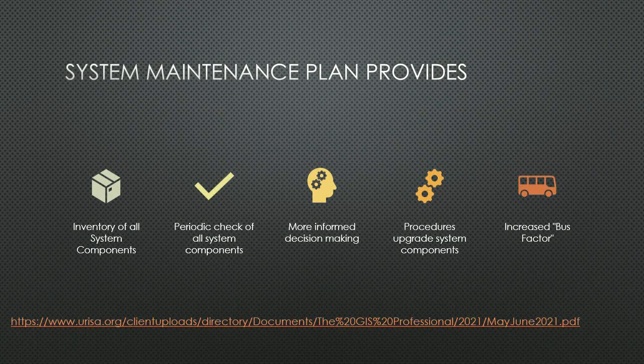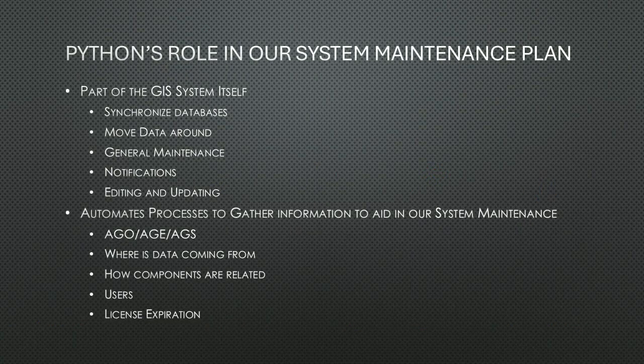There's an article listed here, and it talks about the impact if you or someone in your organization were to be hit by a bus, how the organization would be affected. You know, if you couldn't move on until you figured out what that person knew. And so having a system maintenance plan helps increase that bus factor. So if something were to happen to me or someone else on my team, we could keep going because all that's documented.